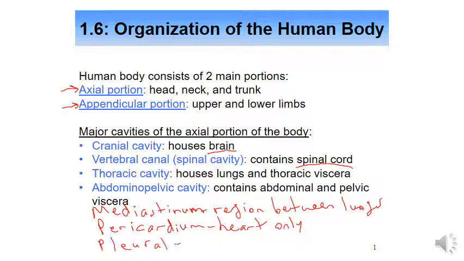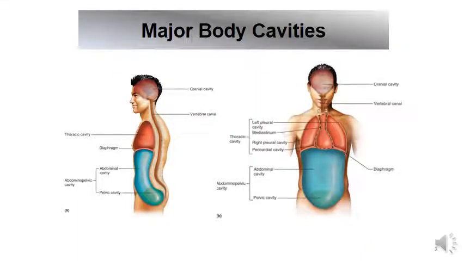And here's another one. If I said pleural, know that this refers to the lungs only. And so there are two pleural cavities, one for each lung. Okay, so in this picture we're seeing here, the cranial cavity is the brain. Vertebral canal, vertebral cavity, or the spinal cavity is for the spinal cord. Thoracic cavity is the chest. The diaphragm, also know this word. The diaphragm is the region, but it's actually a muscle that separates the thoracic from the abdominopelvic region.